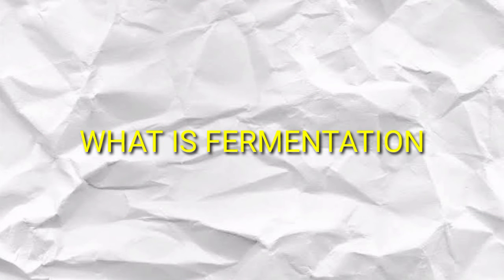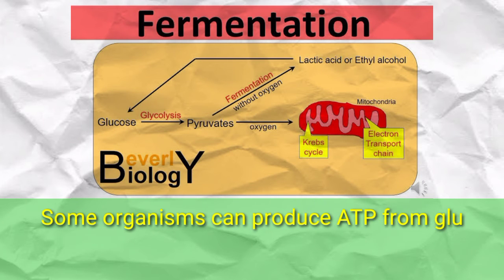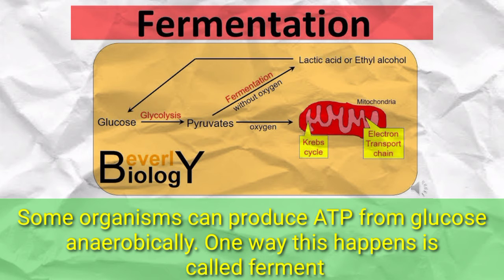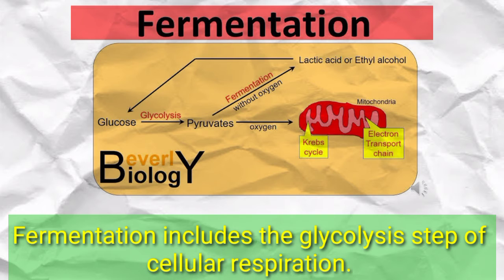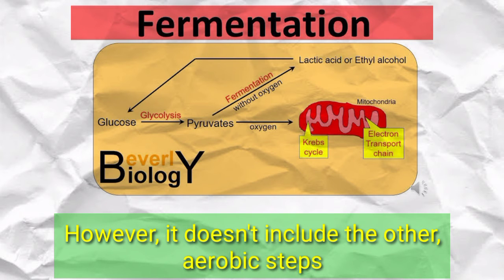What is fermentation? Some organisms can produce ATP from glucose anaerobically. One way this happens is called fermentation. Fermentation includes the glycolysis step of cellular respiration. However, it doesn't include the other aerobic steps.